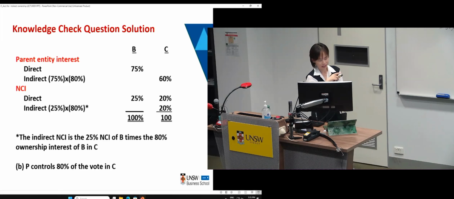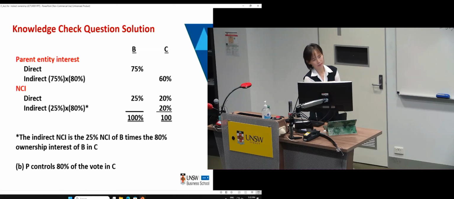When it comes to how to consolidate, you need to recognize that P's interest in C is only 60%. That is when you apply the consolidation methods and prepare your consolidated financial statements. C's equity, reflected in the group equity balance, right? We need to allocate that to the parent based on 60%.